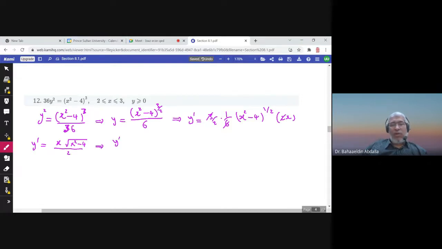And now y prime square would be equal to x squared times square root of x minus 4. When you raise it to the power 2, the square roots will disappear. And now I need to find 1 plus y prime square. So I need to add 1 over 1 plus this fraction.